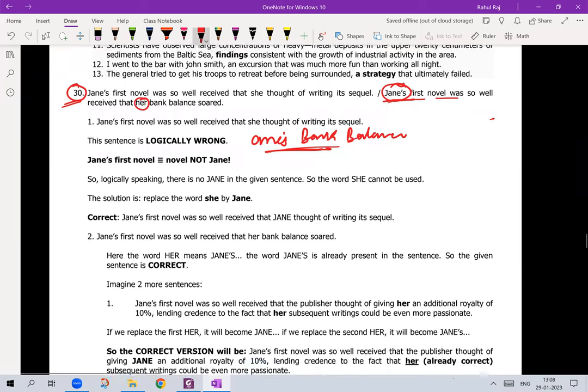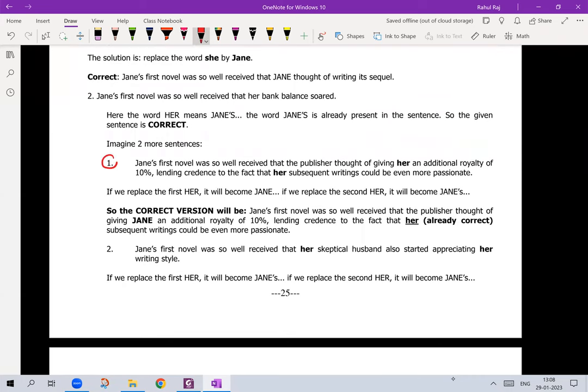Agreed. Now come down to a more complicated statement. See, Jane's first novel was so well received that the publisher thought of giving her an additional royalty of 10%. Giving whom an additional royalty? Now replace this her with Jane's and read this sentence. Is it making any sense at all? Jane's first novel was so well received that the publisher thought of giving Jane's an additional royalty. This is crap, because we are talking about Jane over here.